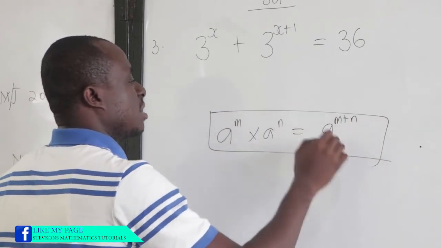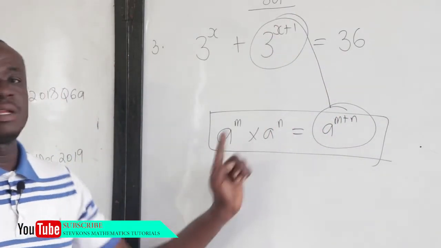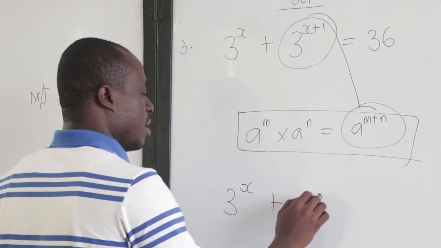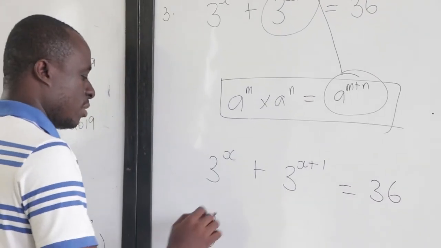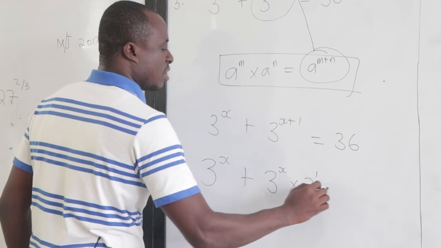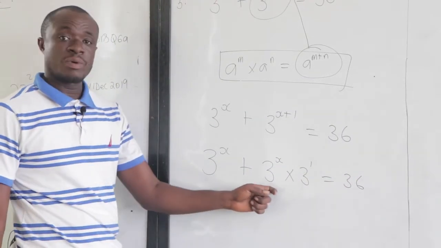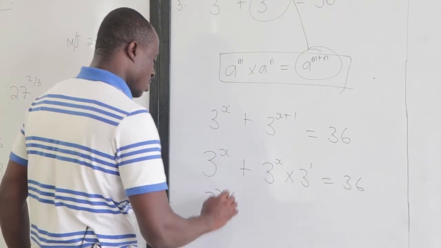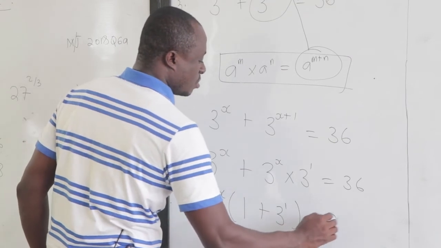So it means that this is just the same as that. So you can break it down like this. So we have 3 to the power x plus 3 to the power x plus 1 equal to 36. We'll start from this. We have 3 to the power x plus 3 to the power x times 3 to the power 1 equal to 36. Now 3 to the power x is common, so we can factorize it out. So we have 3 to the power x, what's left? 1 plus 3 to the power 1 equal to 36.